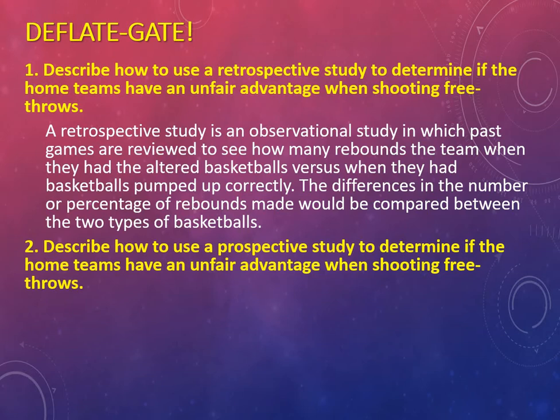So for number 2, when it says describe how to use a prospective study, again, you want to make sure that you're identifying those things. When is this happening that I'm looking at it? What is my response variable? What am I comparing? And am I doing anything special? Like I didn't do any, you're right, I didn't do any blocking, nothing special. I just looked at past and present. Okay, so what do you think for number 2?